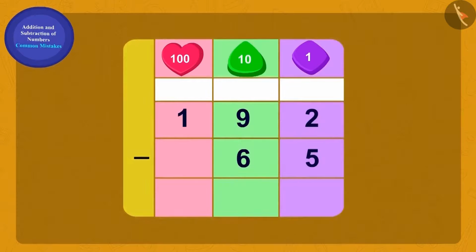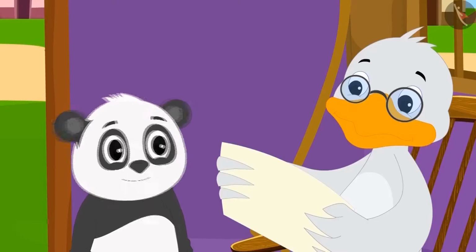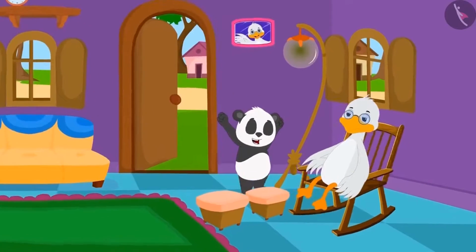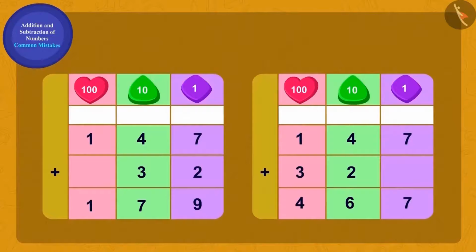Now we can solve this very easily using the method of subtraction. Uncle explained to Golu. Children, can you solve this? Well done, children. You have solved it correctly. Babban has to return an amount of rupees 127. Golu was very happy. Children, can you tell which of these additions is correct?